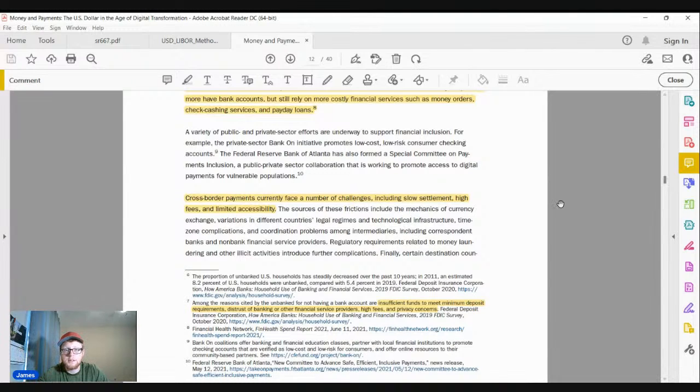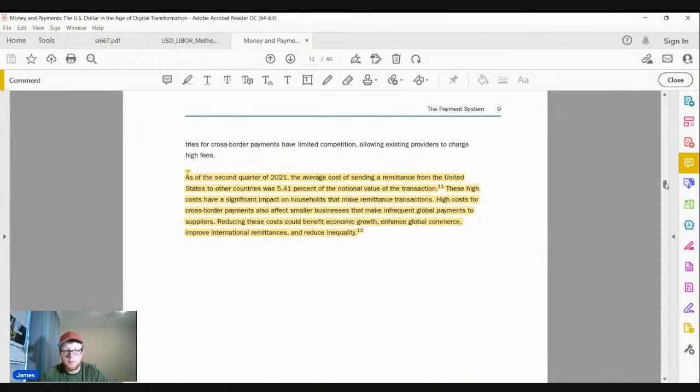And so especially if you're doing stuff with foreign countries, there's a lot of legal stuff involved, and things just get even more complicated. And this was where I had a little bit of a light bulb for this kind of concept with the cross-border payments one. So it says: As of the second quarter of 2020, the average cost of sending a remittance from the United States to other countries was 5.41% of the notional value of the transaction.